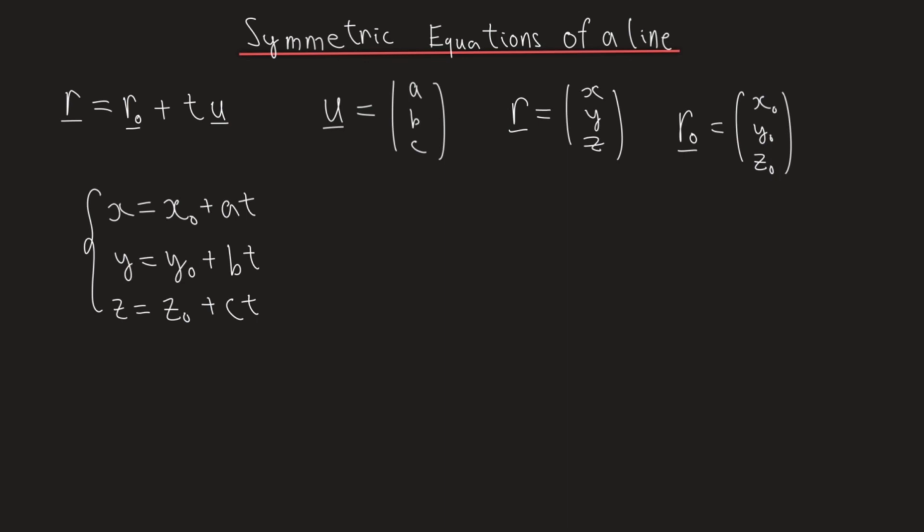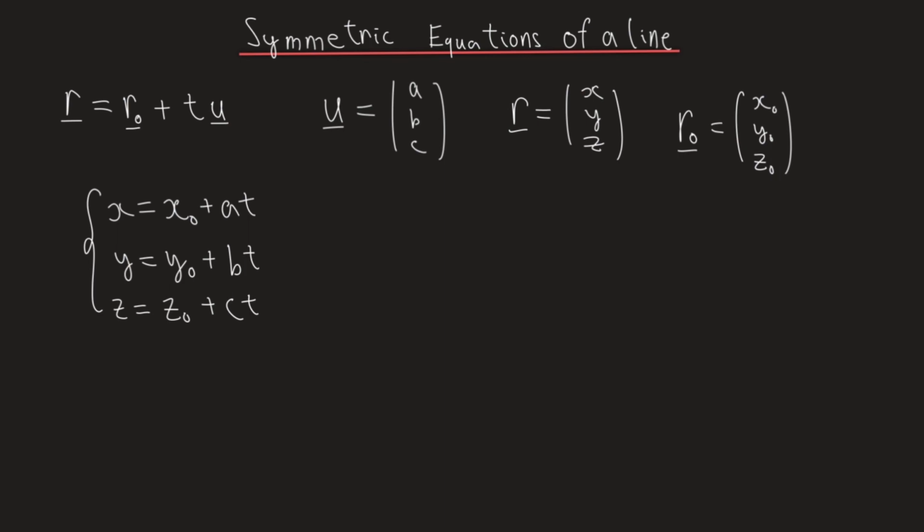And where does this set of equations come from? Well, we know that from our vector equation, the x component of our vector r will be equal to the x component of our vector r naught plus t times the x component of our direction vector u. In other words, x will be equal to x naught plus t times our coordinate a. And that's where this equation comes from. And likewise for the two other equations.